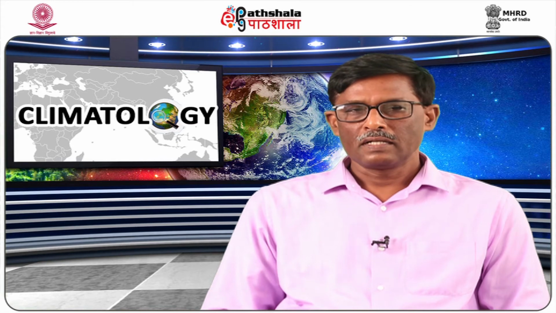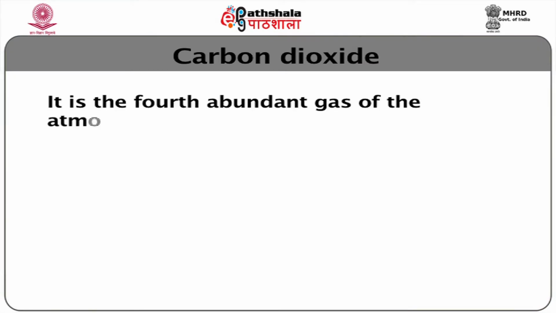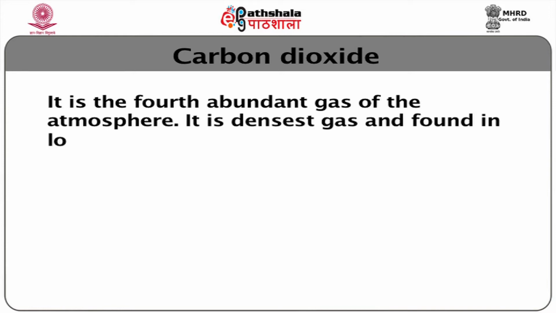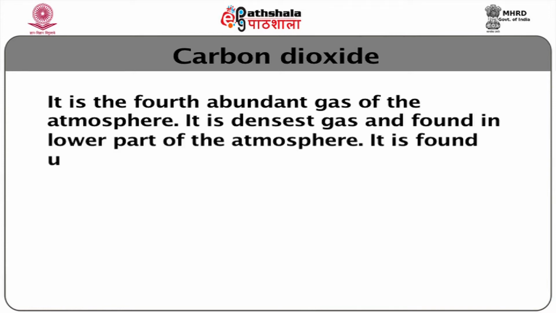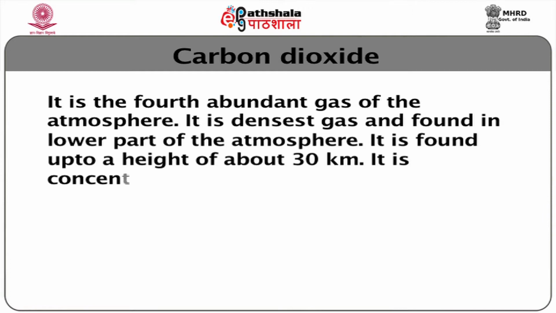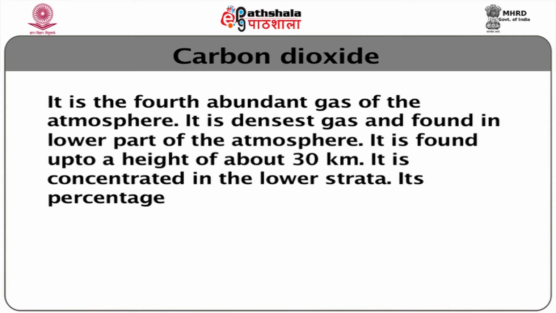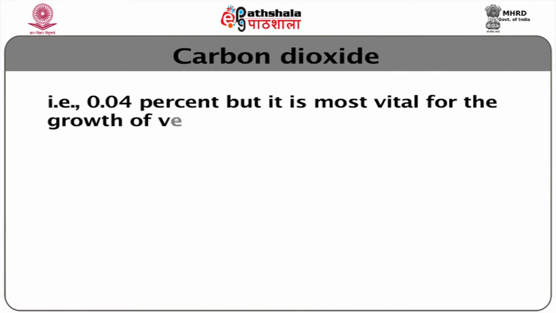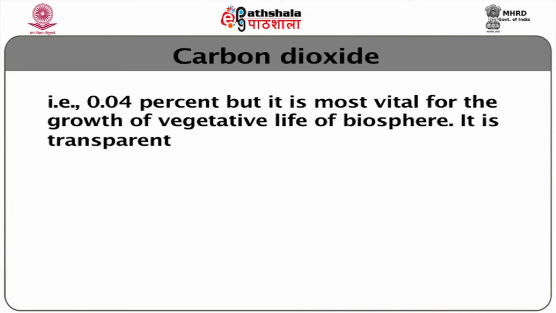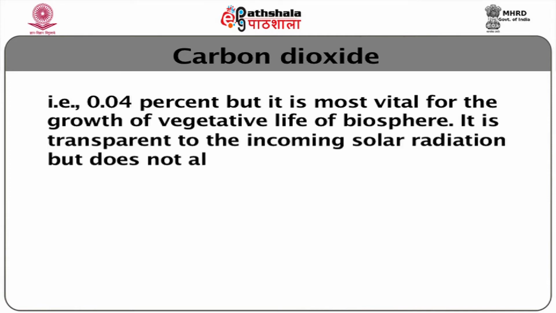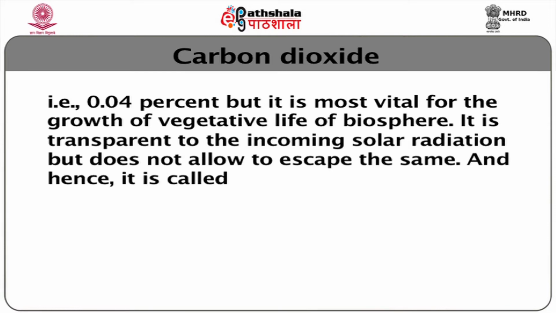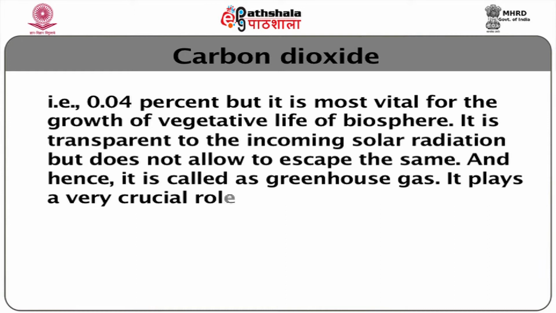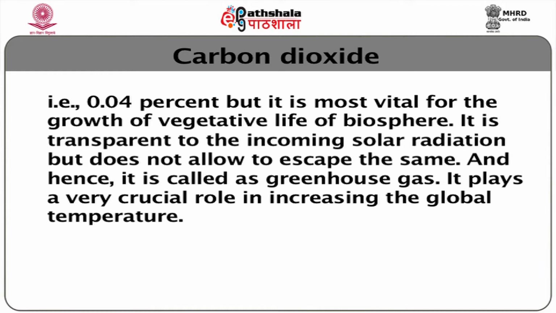Carbon dioxide. It is the fourth most abundant gas of the atmosphere. It is the densest gas and found in the lower part of the atmosphere, up to a height of about 30 kilometers. It is concentrated in the lower strata. Its percentage is very low, that is 0.04%, but it is most vital for the growth of vegetative life of the biosphere. It is transparent to the incoming solar radiation, but does not allow the same to escape, and hence it is called a greenhouse gas. It plays a very crucial role in increasing the global temperature.